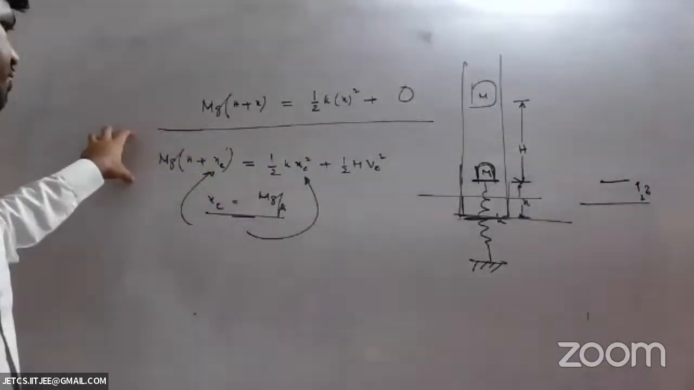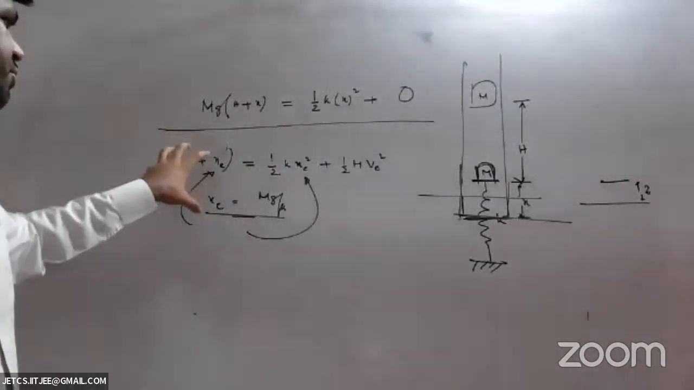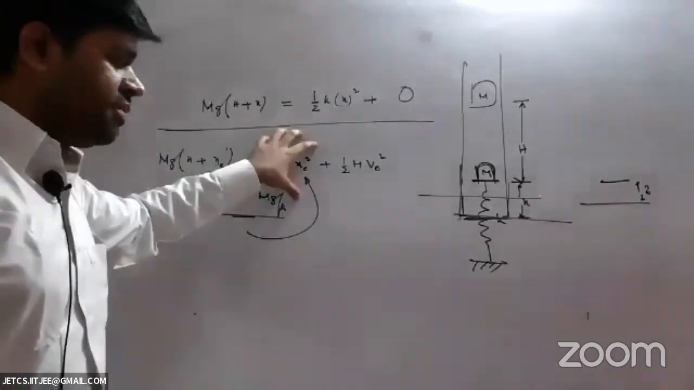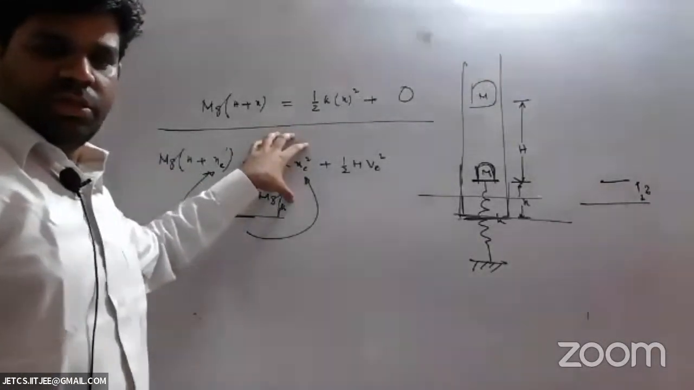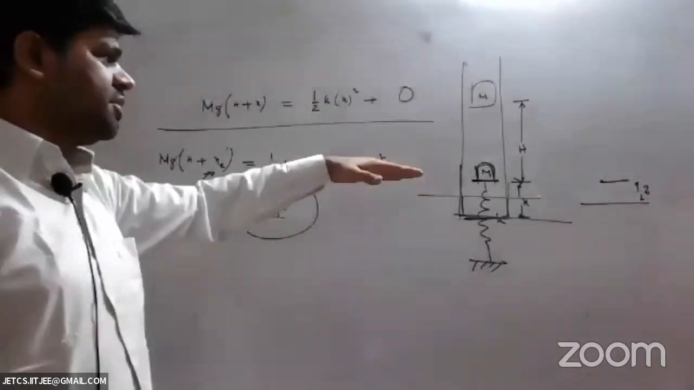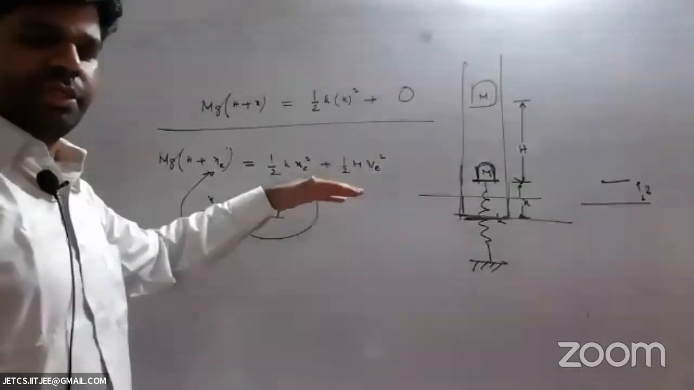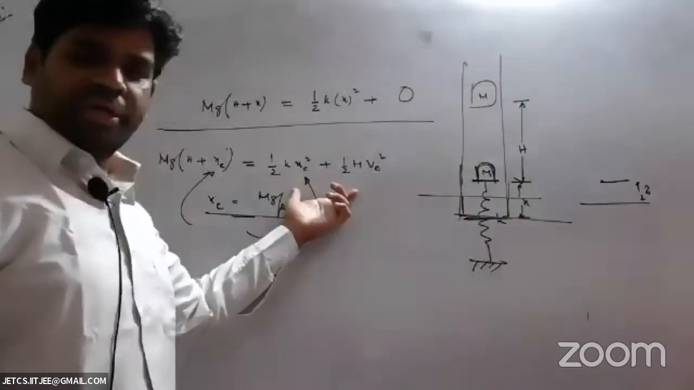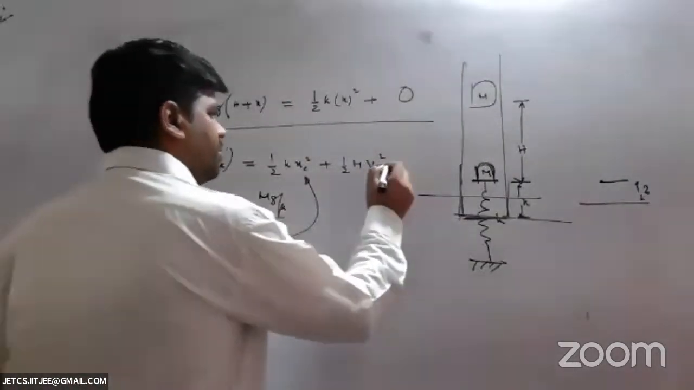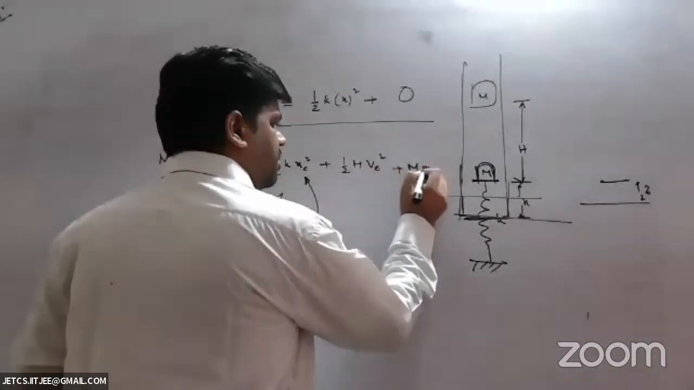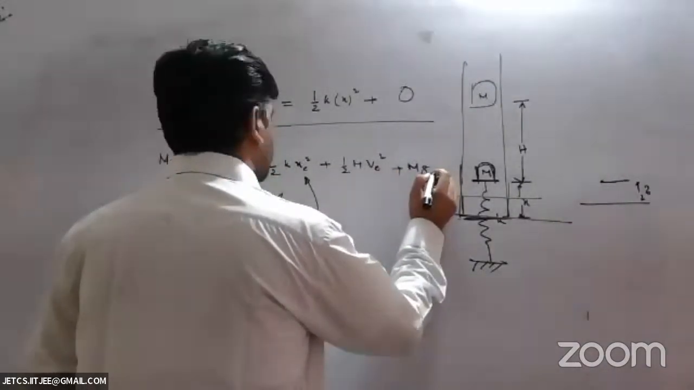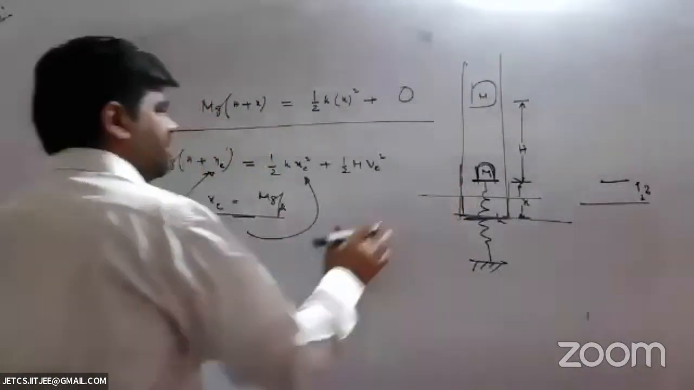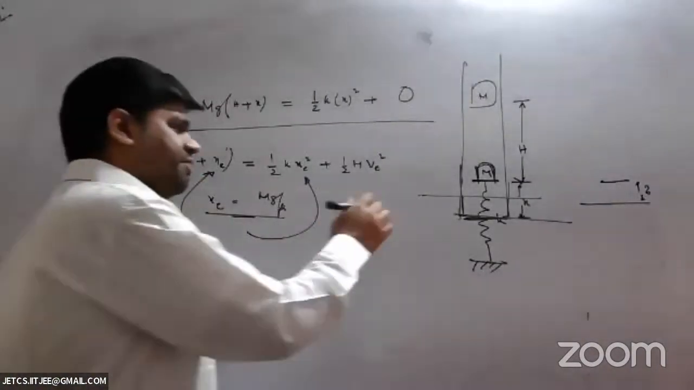Initial total energy: kinetic energy is 0. My gravitational potential energy is mg into h plus xe, equal to half k xe square, because at equilibrium also the string is compressed. The natural length is not there, it is compressed a bit more than natural length, so spring potential energy is stored. That plus kinetic energy is the total final energy. But again, you will have gravitational potential energy as well, plus mg into... okay, fine. You will not have gravitational potential energy because I'm taking that as a reference level.